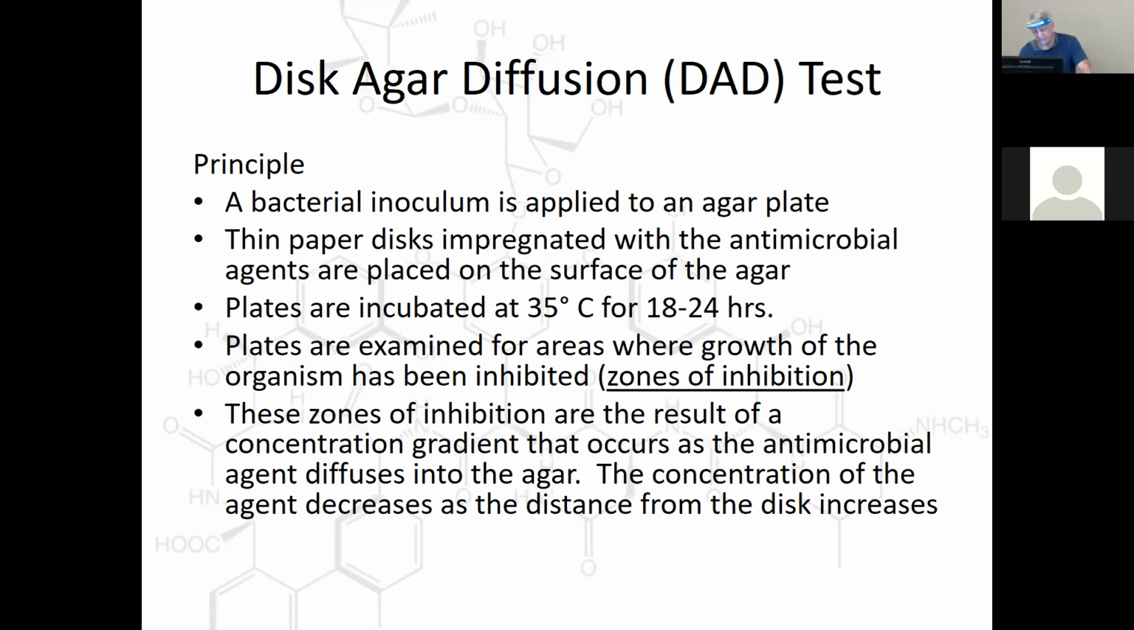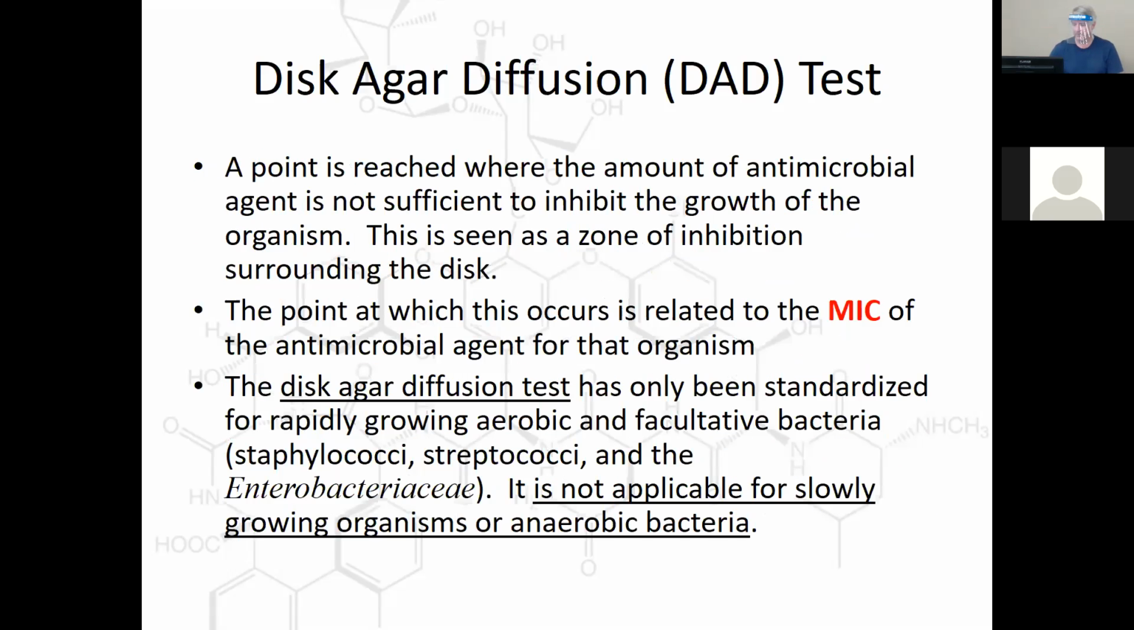So what a zone of inhibition is: the concentration gradient of the antimicrobial will start to form a zone of clearing as it diffuses in the agar. The organism will not be able to grow around that disc if it's sensitive to it. At some point, there is an amount of antimicrobial agent not sufficient to inhibit the growth, and that's where the zone stops. So this is the zone of inhibition surrounding the disc.